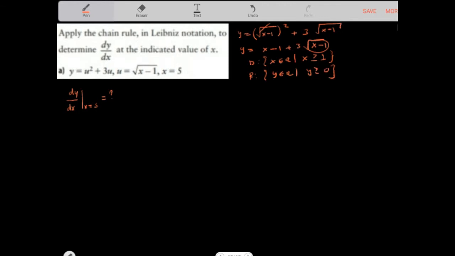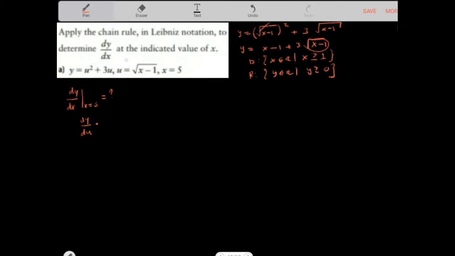And I'm going to show you how to do the chain rule here for this question. We want to find dy over dx. Well, if you find dy over du, which is the derivative of y with respect to u, and you multiply it with the derivative of u with respect to x, you can see that the du cancels out and you get dy over dx. So let's find each of these derivatives first.